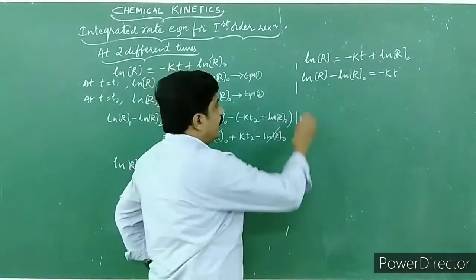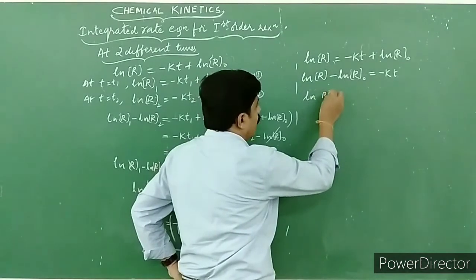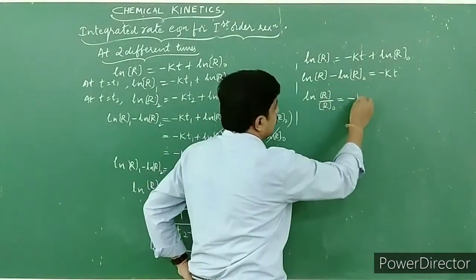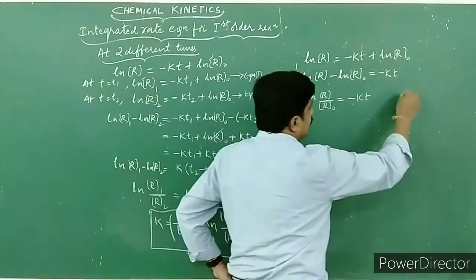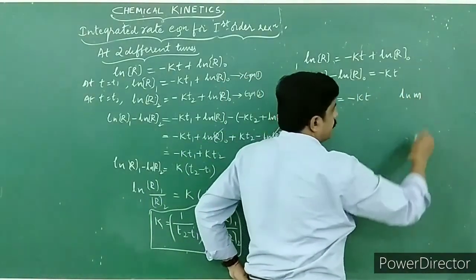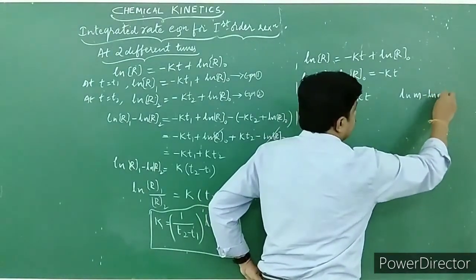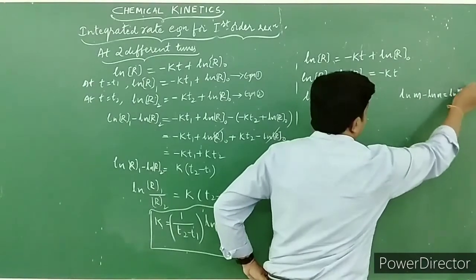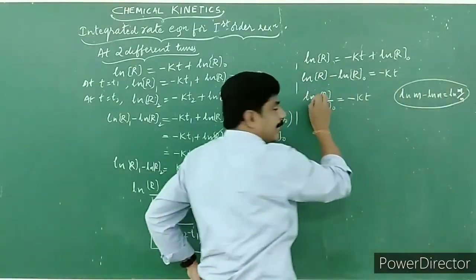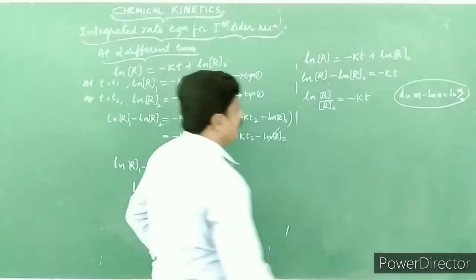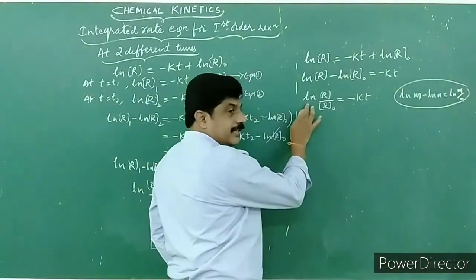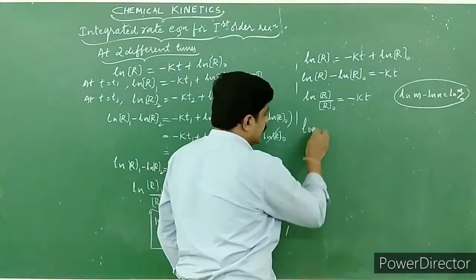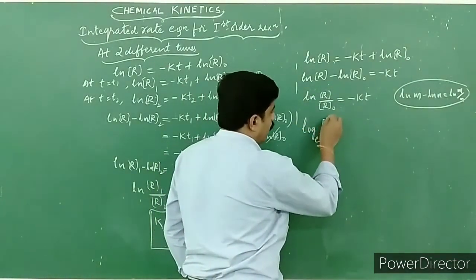Hope you got it. Now what do I do? Look at here, ln r by r0 is equal to minus kt. Why? Children, you know that ln m minus ln n is equal to ln m by n. The same rule applied here. Hope you got it.